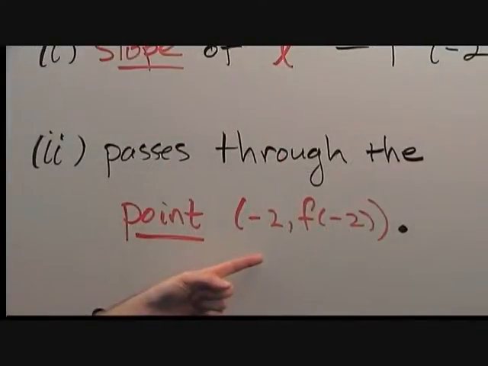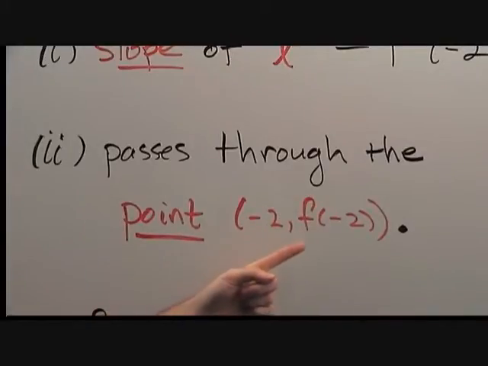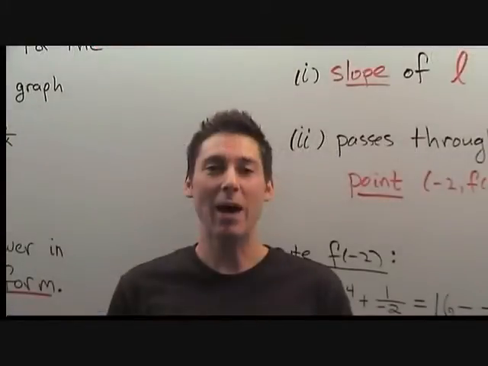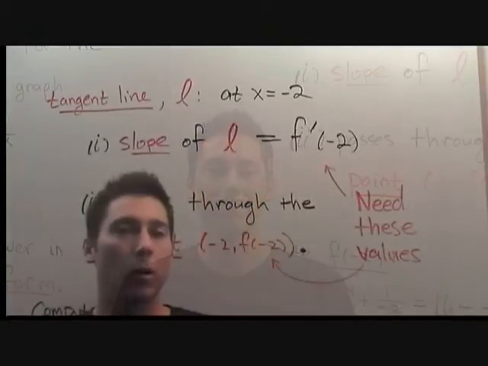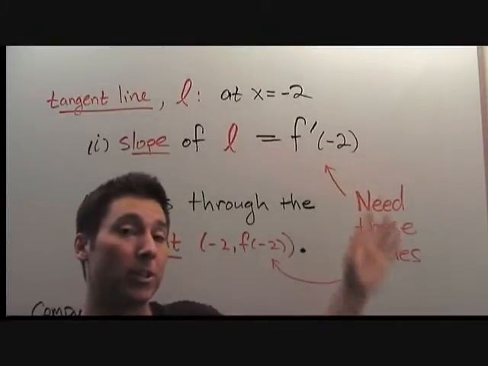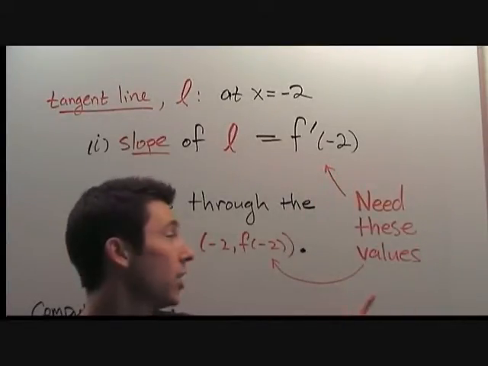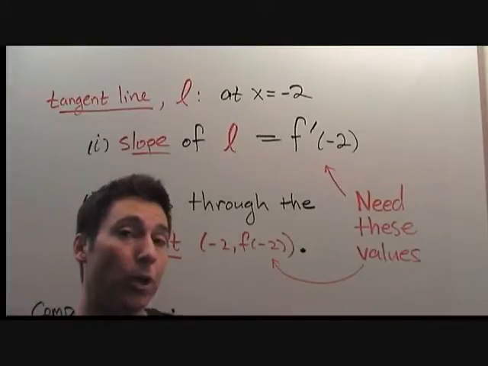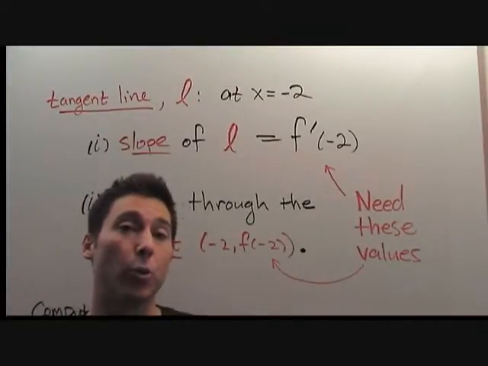This is a very important piece of information. This says that the tangent line and the graph will pass through the same point in the plane at -2, f of -2. Now we know what we need to write the equation for L. We need to know f prime of -2 to determine the slope, and we need to know f of -2 to determine the point through which the line L passes.